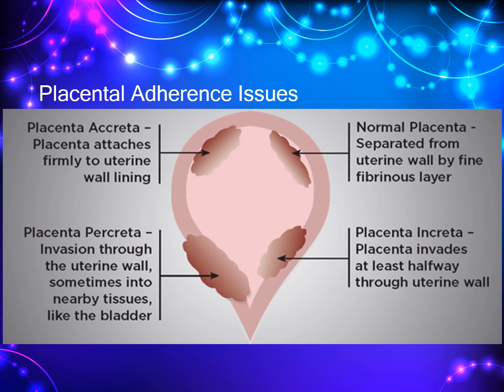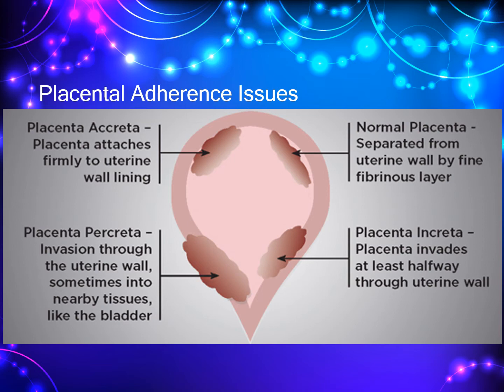Diagnosis can be done before birth with ultrasound and MRI. When the diagnosis is made prenatally, C-section is recommended. However, often these disorders are not recognized until there is excessive bleeding after birth. When there is adherence with a more extensive involvement, bleeding becomes profuse when removal of the placenta is attempted.